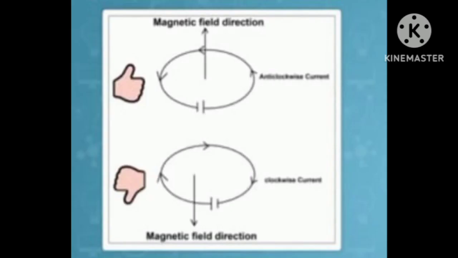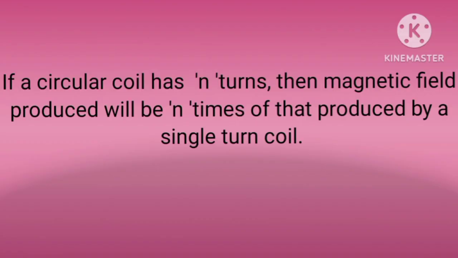If the current flowing in the loop is in the anticlockwise direction, the magnetic field points in an upward direction. But if the current flowing in the loop is in a clockwise direction, then the magnetic field points in the downward direction. We have also learned that the magnetic field due to a current carrying conductor depends on the number of turns. If a circular coil has n turns, then the magnetic field produced will be n times that produced by a single turn coil.